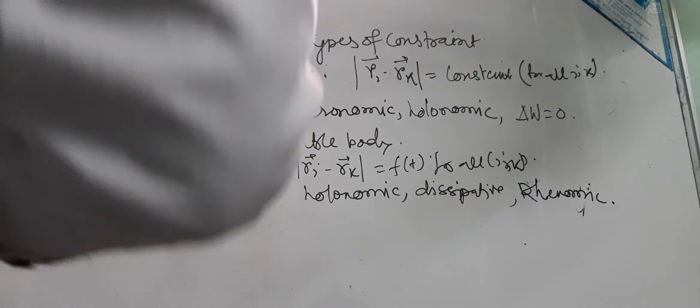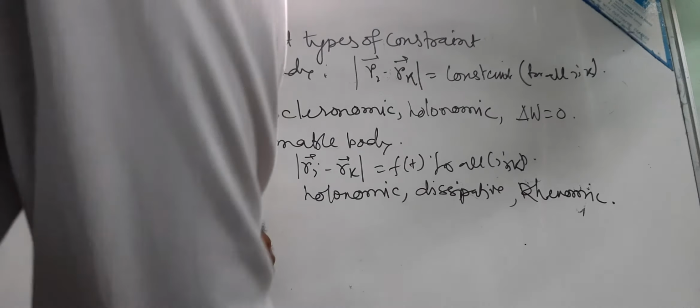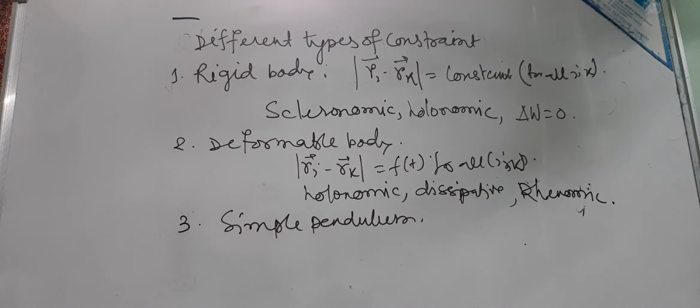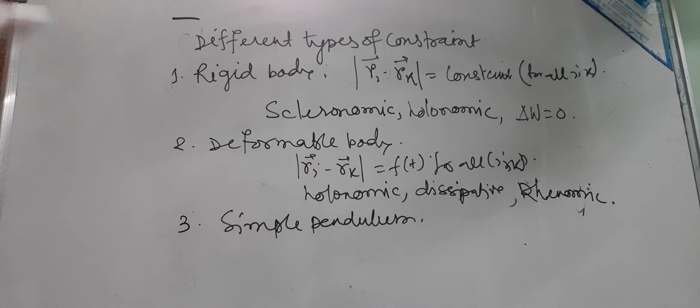Now let us take the third example. It is the simple pendulum. In the case of the simple pendulum, the bob is attached to a thread, and at one end it is fixed, and at the other end oscillation takes place, which is the simple pendulum. So in this case, r square is equal to x square plus y square plus z square.